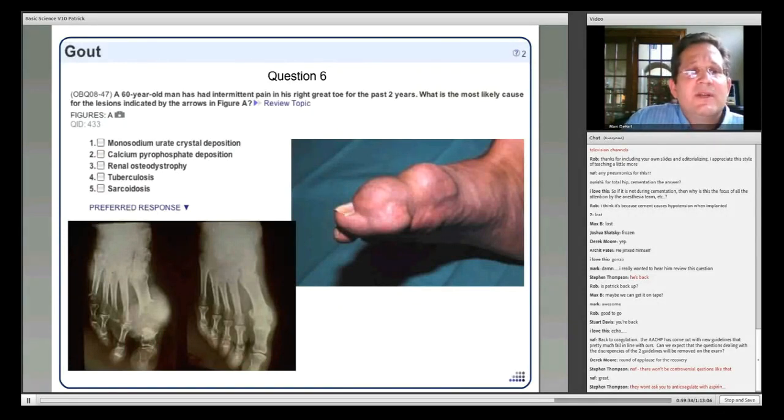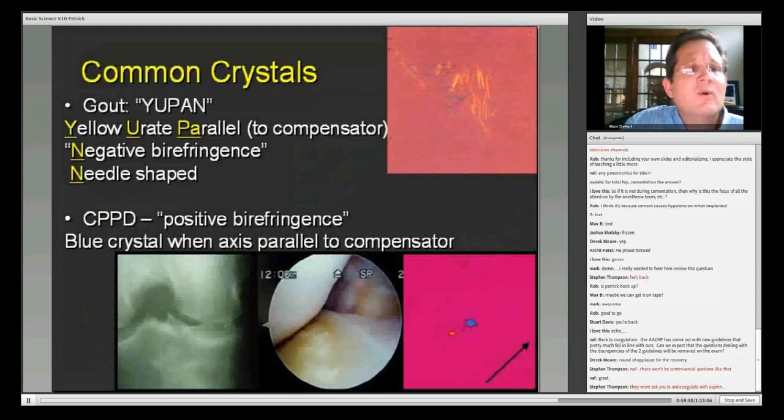The question reads, a 60-year-old man has had an intermittent pain in his right great toe for the past 2 years. What is the most likely cause for the lesions indicated by the arrows? Well, since you titled the slide gout, it takes away all the guessing here. If everybody didn't get this one right, we're in trouble. So if you look where the tophus is, that's what a tophus looks like, and it dissolves that bone away.